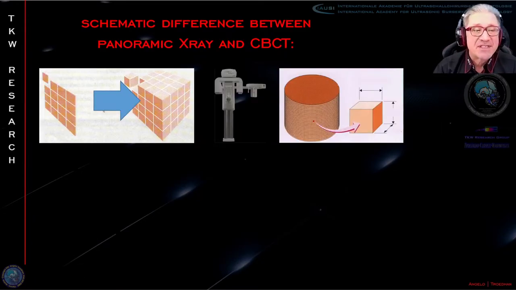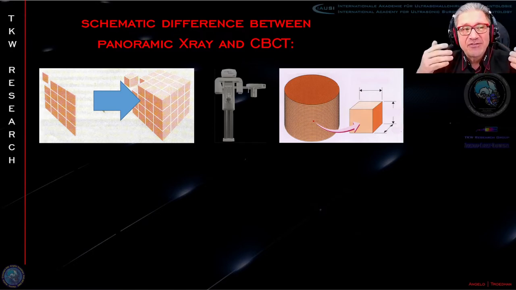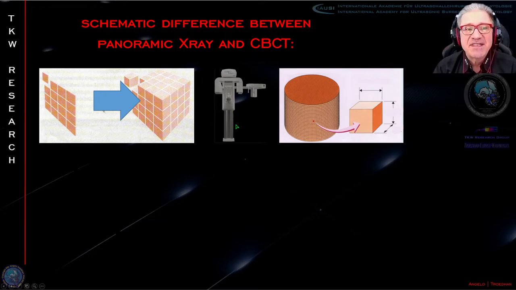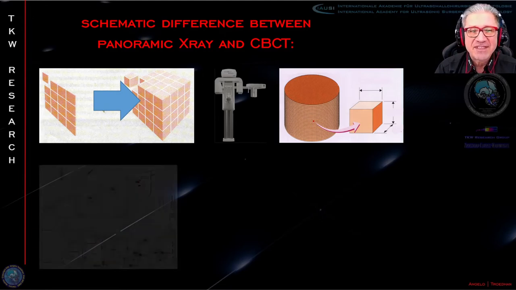Just to give you a comparison, like in normal JPEG photos or photos you take with your smartphone, you will see only a two-dimensional depiction of what you photograph in the third dimension. Contrary with the CBCT, instead of having pixels on your photo, you have voxels, which you can turn around and look from all different sides.